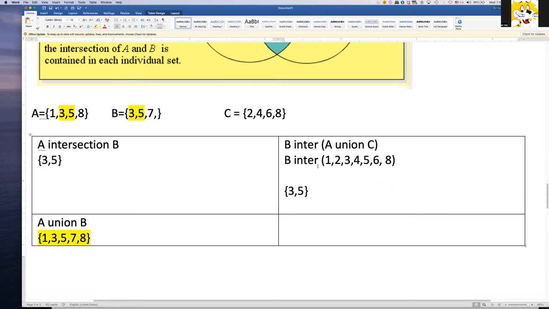This is hard. Hold on. What did you do for the A union C? You took all the numbers that weren't repeating? I took all the numbers for A, 1, 3, 5, and 8. And then I put all the numbers that C has, but I did not repeat 8 because 8 is already included with A. Okay, got it. And then I was able to do B intersection, the result of A union C. And the only thing that's common there is 3 and 5.